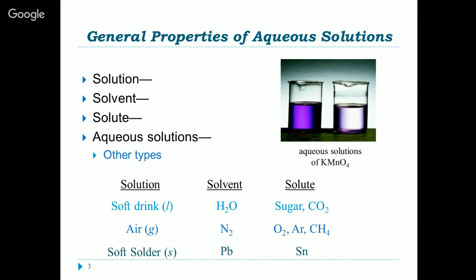So here we have 2 aqueous solutions of potassium permanganate. This one is a more concentrated solution because it has a darker color. Potassium permanganate is a purple crystal, and dissolved in water, it turns the solution purple. So this solution has been diluted, which means that we have a higher amount of water, a higher amount of our solvent. Here there is more solute.